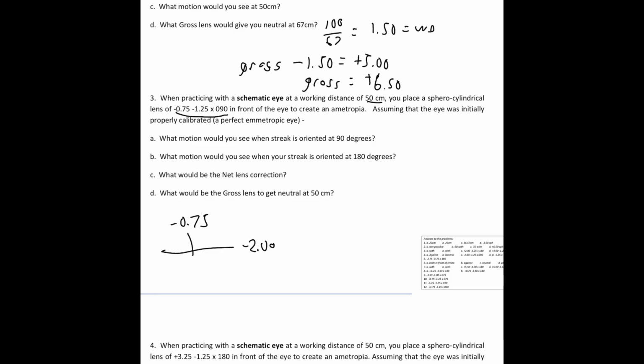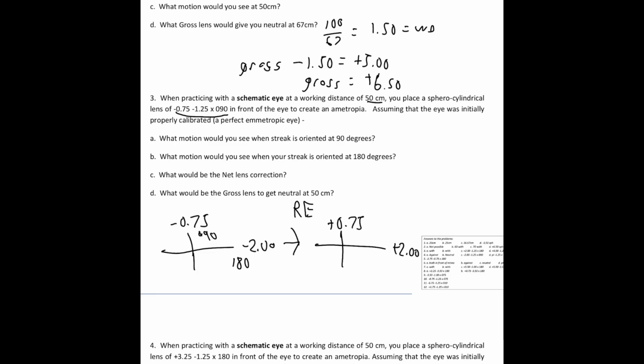Okay, so this is the prescription we put in front of the eye. But that's not the refractive error. Remember, it's the exact opposite. So for the refractive error, we draw the same optical cross, but we just switch the signs of the prescription. So now it's plus 0.75 right here and plus 2 here.